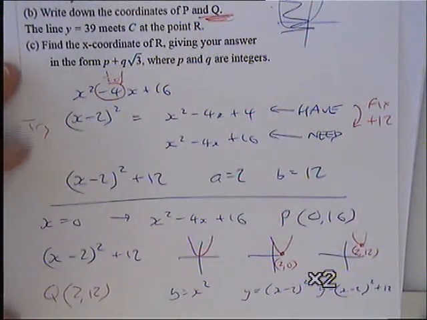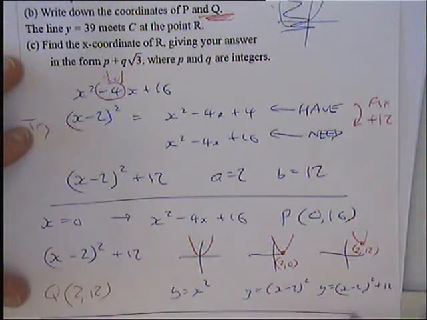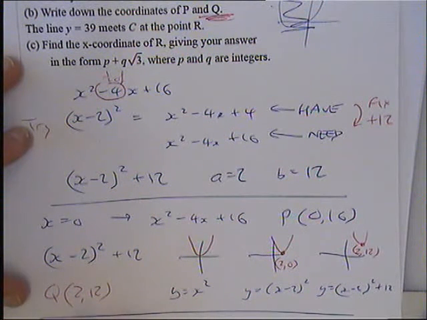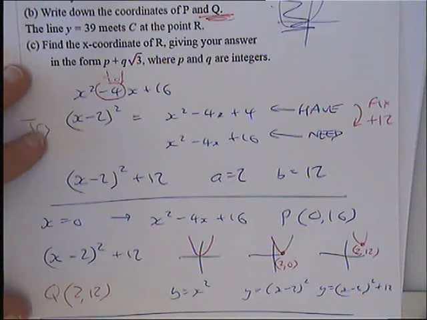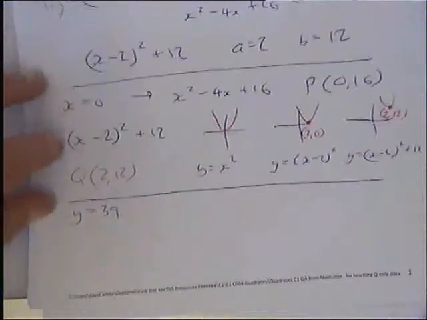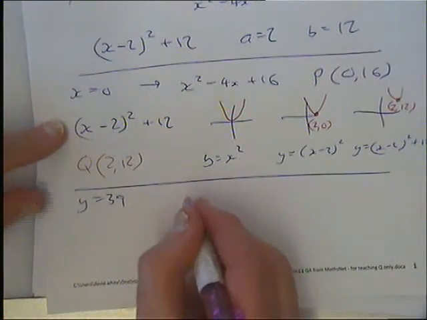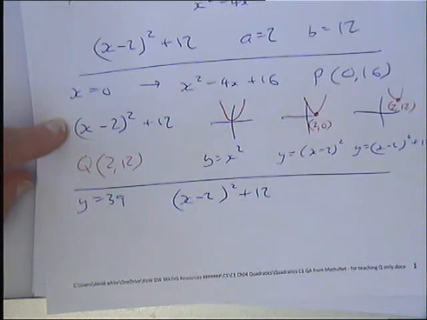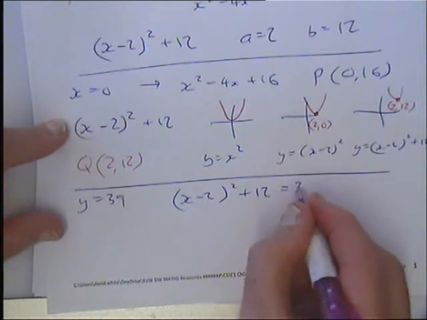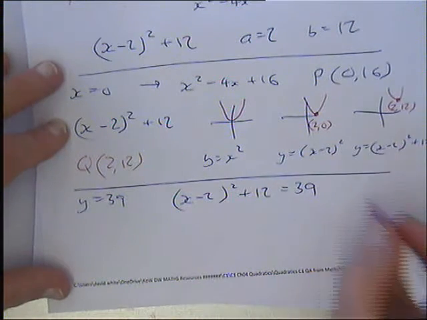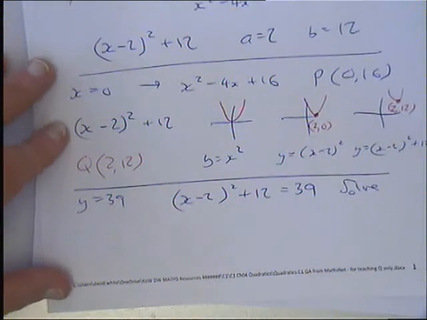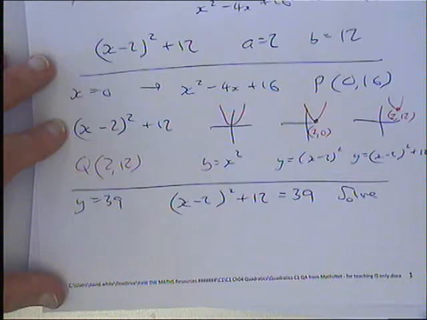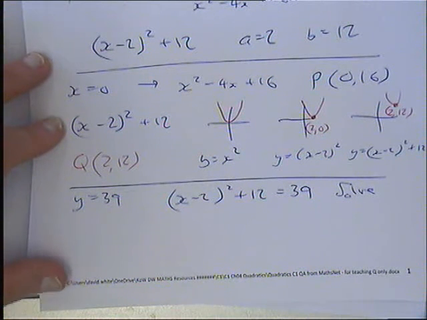The last bit of the question, the line y equals 39 meets the curve at the point R. Find the x-coordinate of R. So what I would do is go back to the completed the square version, write that equal to 39, and go and solve that equation. What would be the first thing to do there?